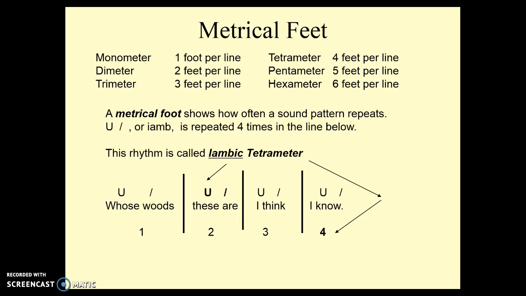So we can measure this when they repeat a certain accented and unaccented pattern. For example, this is from Robert Frost's poem, and he uses iambic tetrameter. Basically, he repeats an iamb, unaccented and then accented, 4 times. So you can see that here. This is unaccented and this is accented.